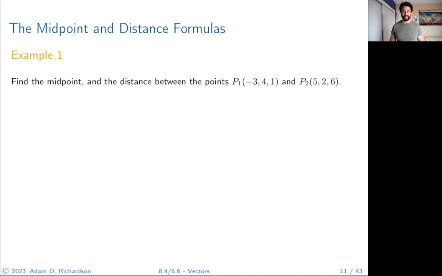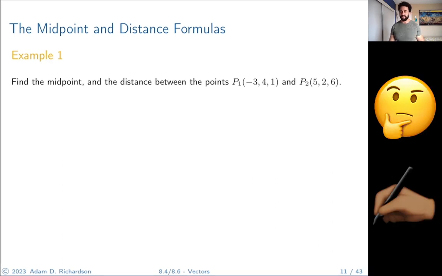Okay, so let's practice this. And this one I think you'll be able to do right away. So I want you to think about how you would do this one and then just try it on your own. Find the midpoint and the distance between these 2 points, (-3, 4, 1) and (5, 2, 6). So think about it, try it on your own, and then we'll do it together.